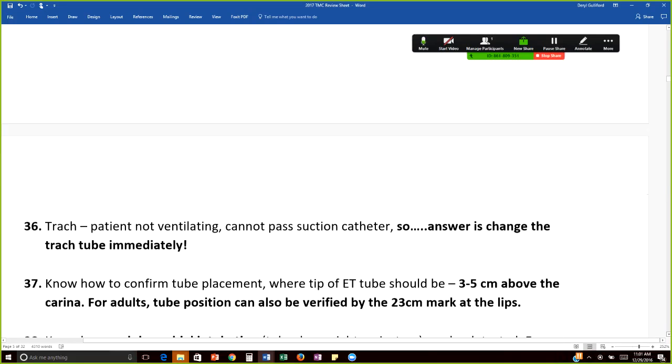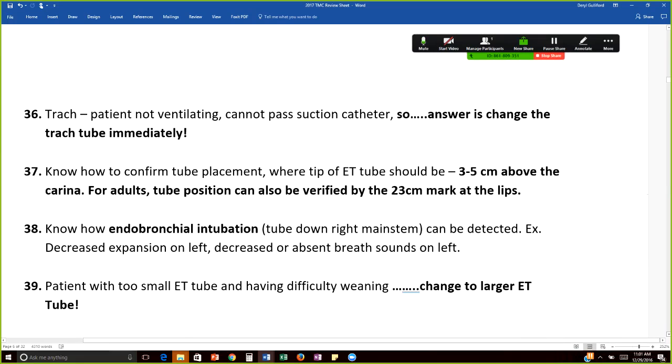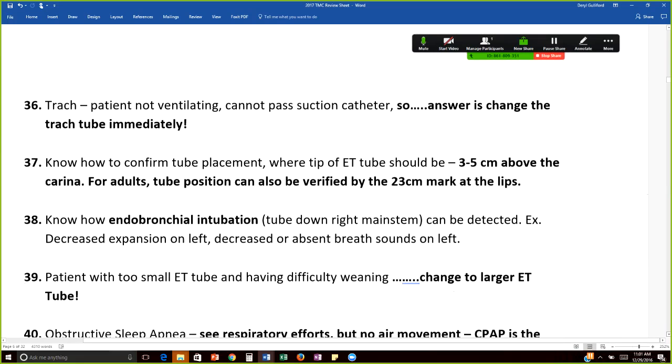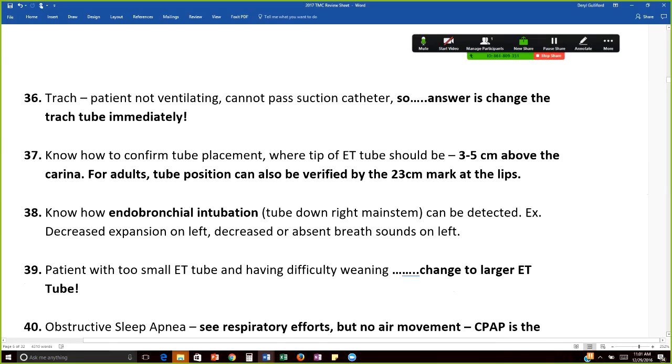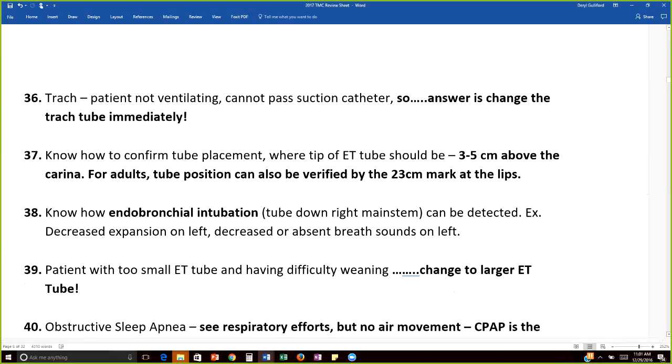All right, we're on number 36. If a trach patient is not ventilating and you cannot pass a suction catheter, don't mess around. Just change the trach tube. You may have a mucus plug that's completely blocking the tube. We don't know exactly what's wrong, but if the patient can't ventilate, you've just got to change the trach tube.